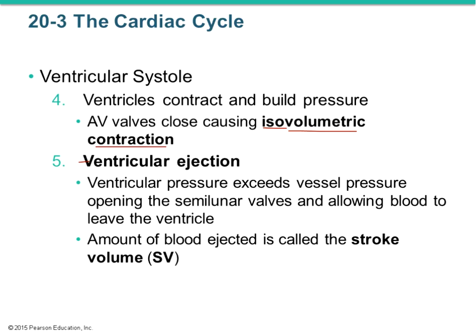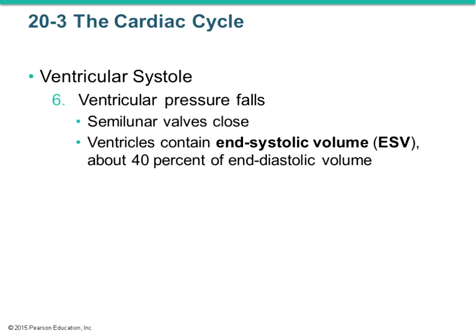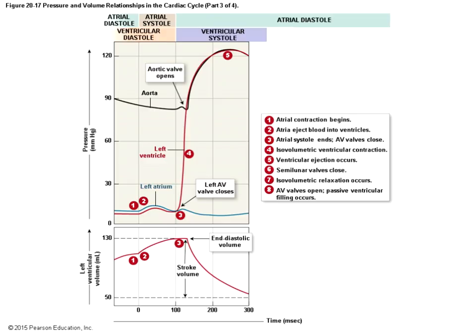Now, at the end of ventricular systole, because all the blood has been pumped out, the amount of pressure in that ventricle is starting to go down. So the semilunar valves close, and at this point, there's ESV, or end systolic volume, which is how much blood is left after the contraction. So we had end diastolic volume, which is the most amount of blood, and end systolic volume, which is the least amount of blood. It's about 40% of EDV in terms of what is remaining. Okay, so that's ventricular systole.